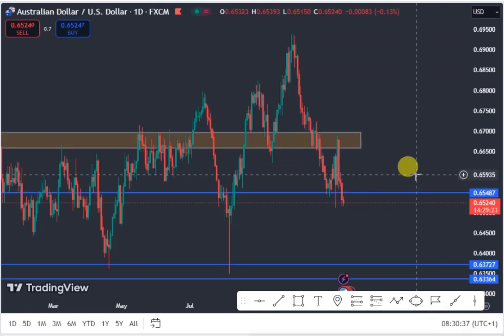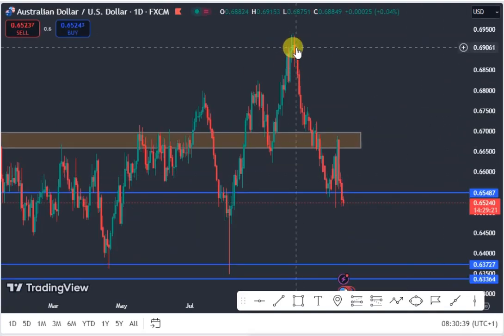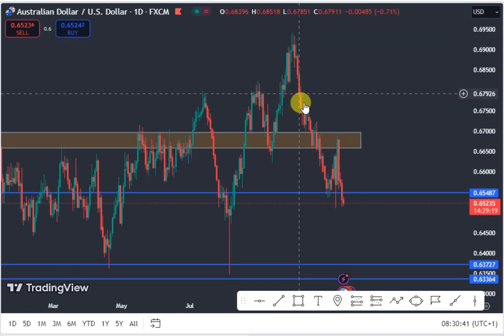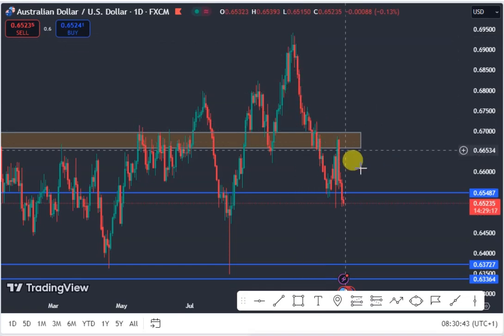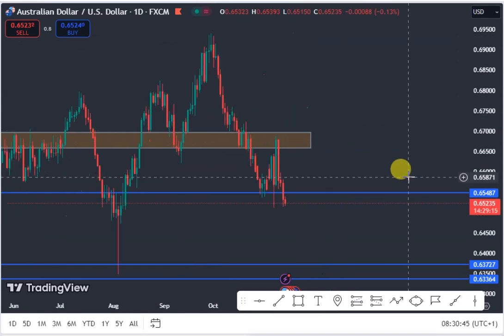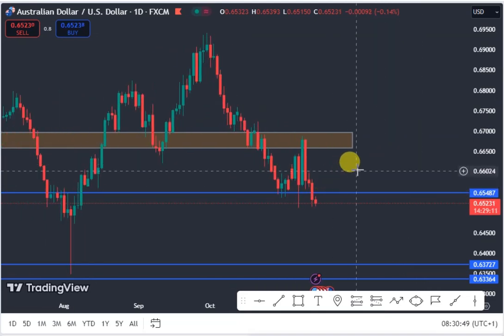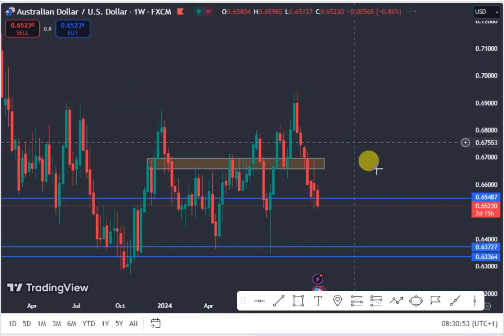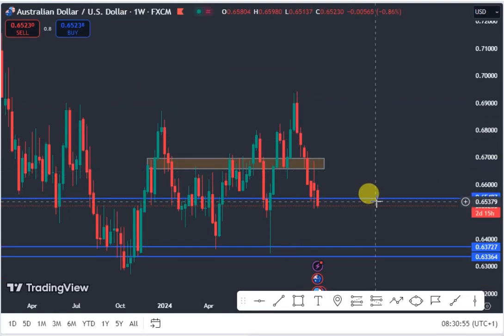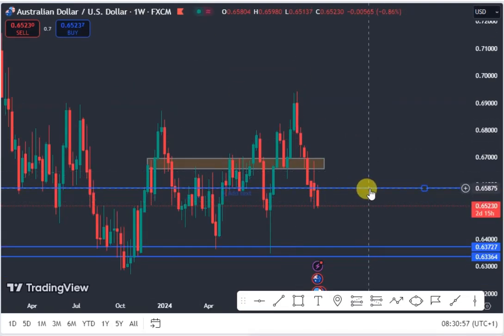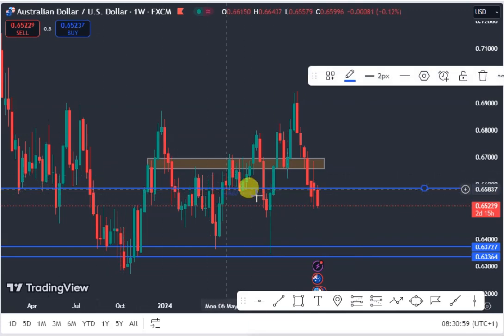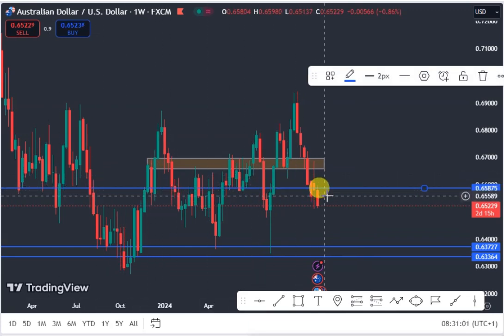AUDUSD on my daily chart still remains in a downtrend because we have a series of lower highs: a higher high, lower high, lower high, lower high. So it shows that the AUDUSD still remains in a downtrend. So let's look at the weekly chart of the AUDUSD. On my weekly chart, you can also see that the AUDUSD is close to this resistance level. So as long as price closes on this resistance level, we expect price to push lower. So let's go to the daily chart and look at our area of entry.